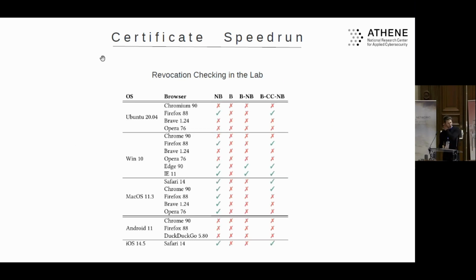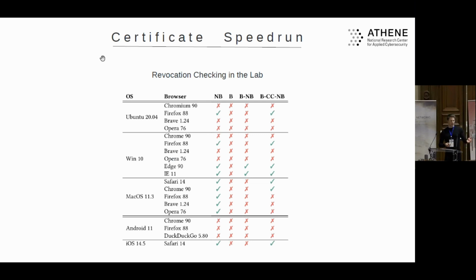And you might ask yourself, why do clients not bother checking this? This comes back to a different issue, which is soft failing. So these results that I'm showing here are the results of a lab measurement that we did. This is something that previous work has done in 2015, and we repeated this to make sure that this is still valid in 2022 or 2023.